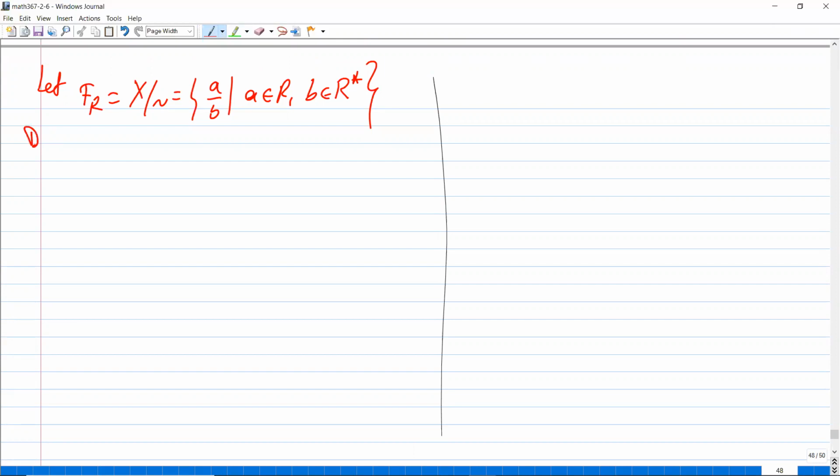Let's define addition and multiplication as in rational numbers. Define A over B plus C over D to be equal to AD plus BC over B times D, and A over B times C over D is equal to AC over BD.